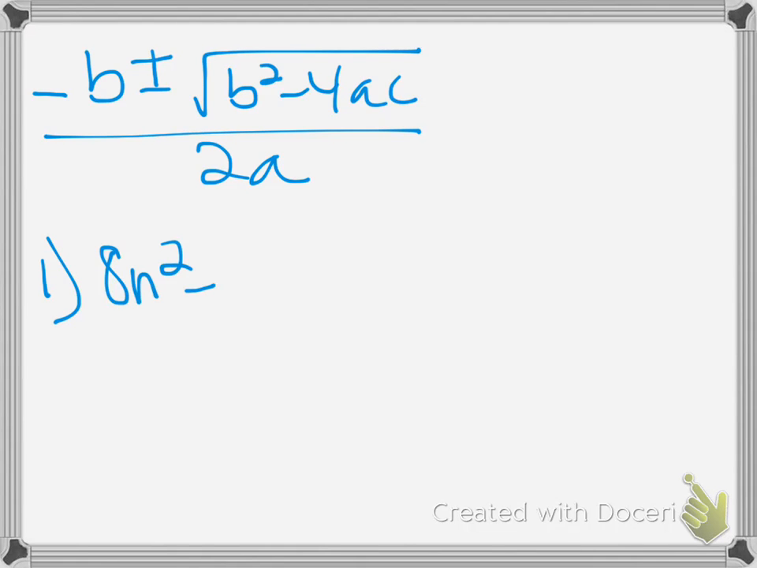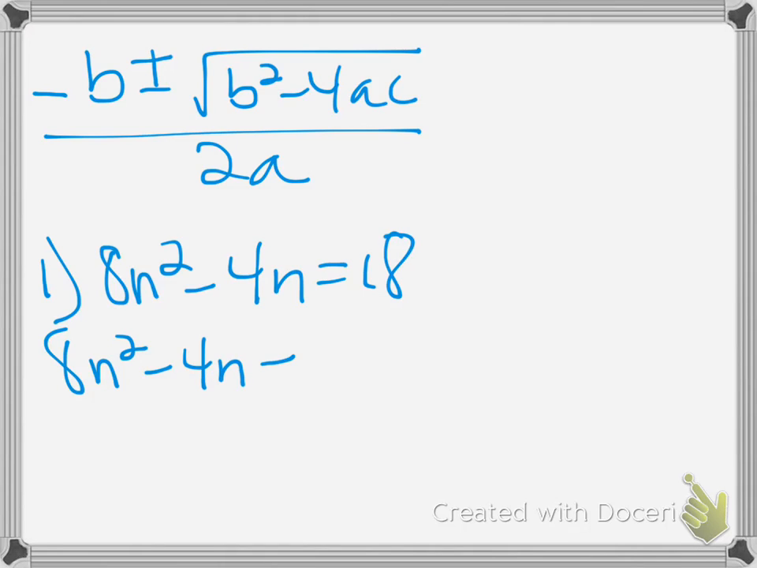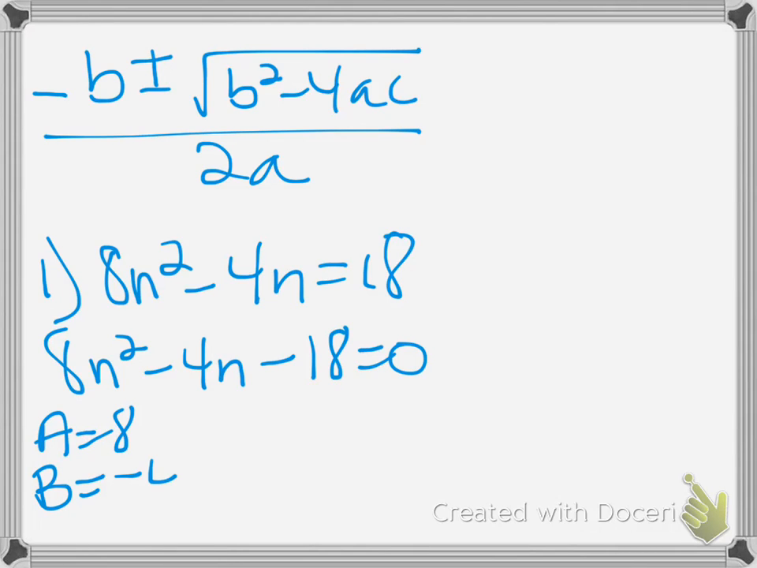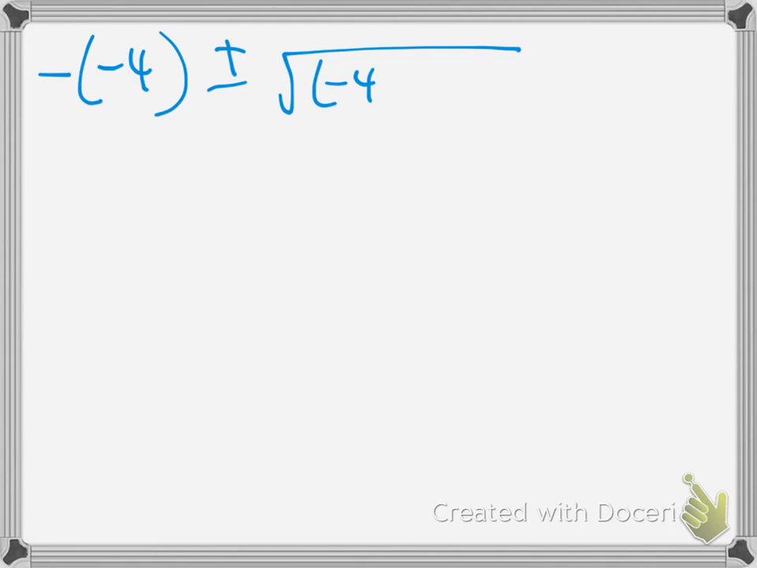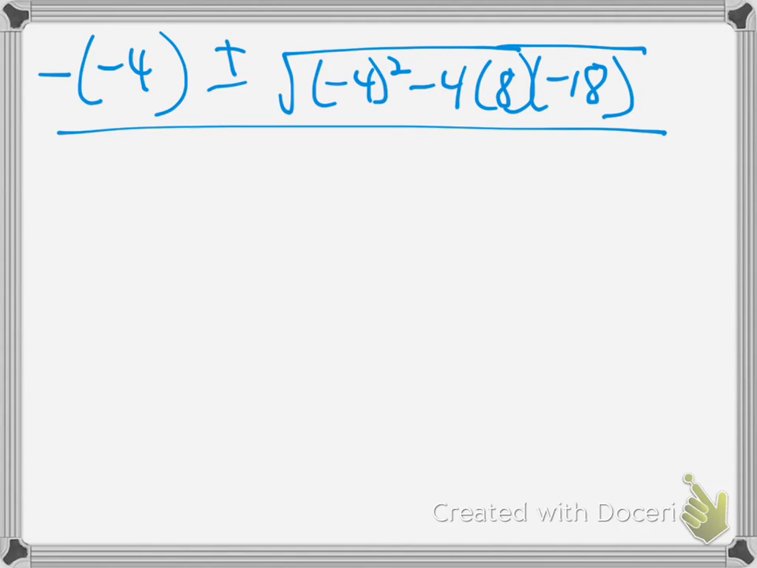I have 8n squared minus 4n equals 18. Just like in the previous lesson, I do need to get it set equal to 0. So A is 8, B is -4, and C is -18. So now I need to go ahead and substitute into the quadratic formula: the opposite of b, plus or minus the square root of b squared minus 4ac, all over 2a. Okay?